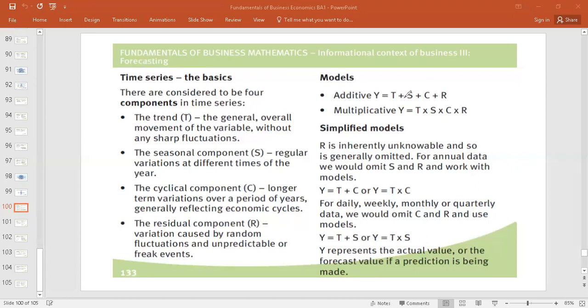But then again, if we are taking a small period of time, we take it as cyclical trend. Cyclical components are not taken. The trend and the seasonal component would be taken. So trend plus S or trend into S.